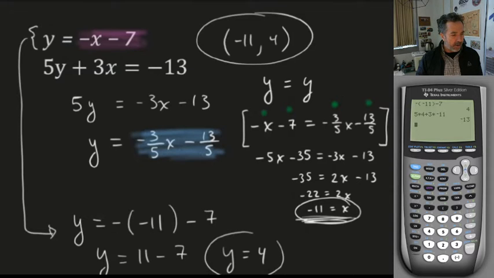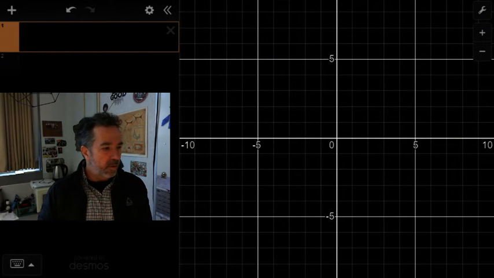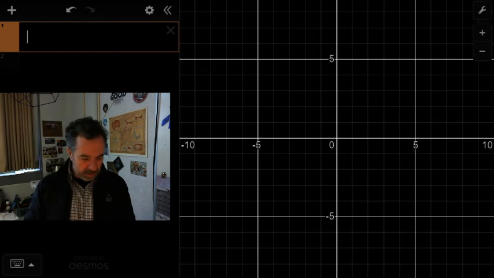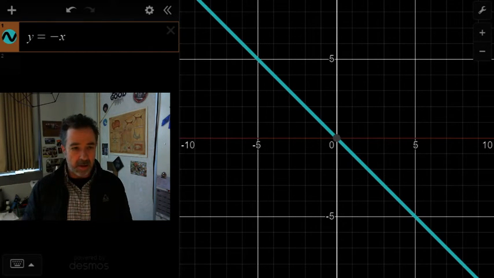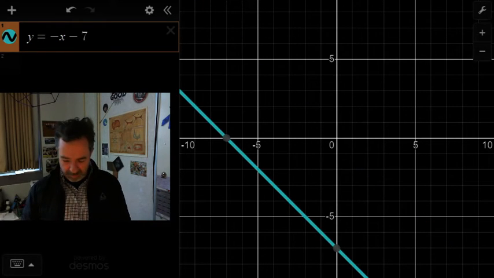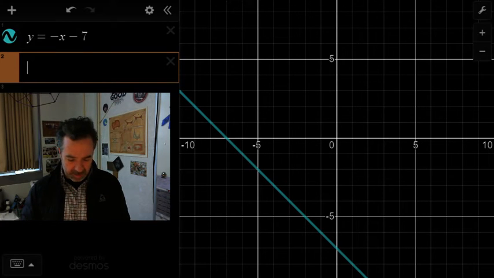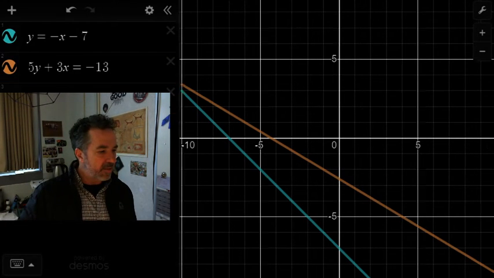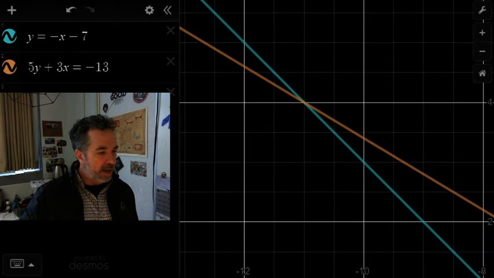If we wanted to look at that graphically, and why wouldn't we, right? Why would we not like to look at that graphically? Let me pull up Desmos here. There it is. So in Desmos, I can enter both of those equations. The top equation was y is equal to the opposite of x minus 7. That's our first equation. And the other equation was 5y plus 3x equals negative 13. And I'll enter that there. And when I'm looking at this, I can see, oh, that's fun. Look at this. You see this? I got a spot right here.